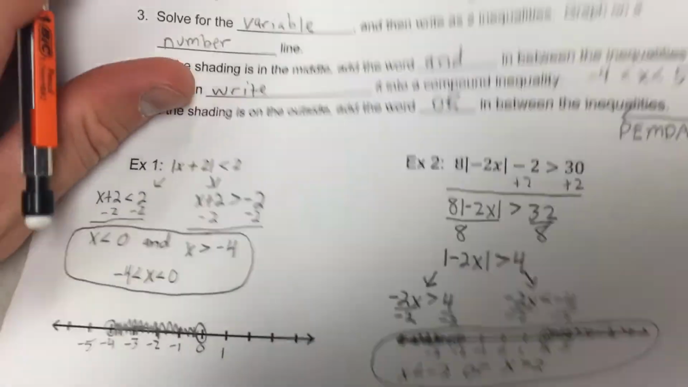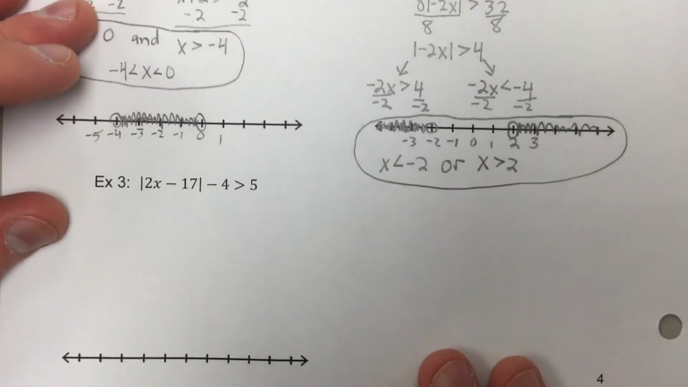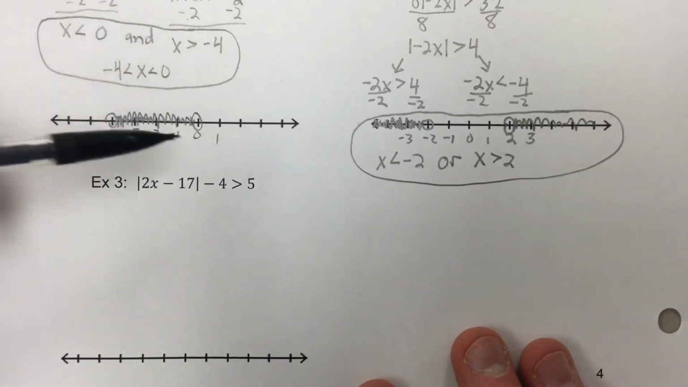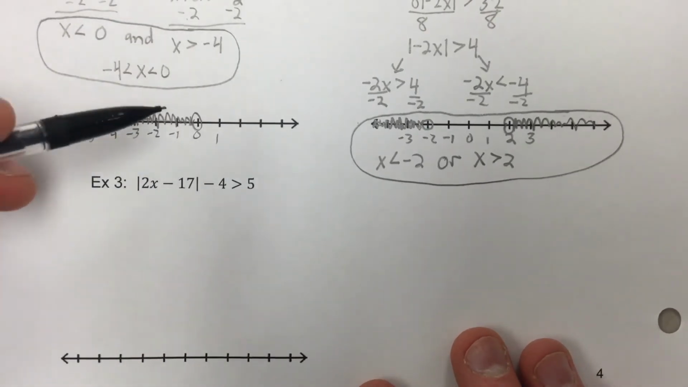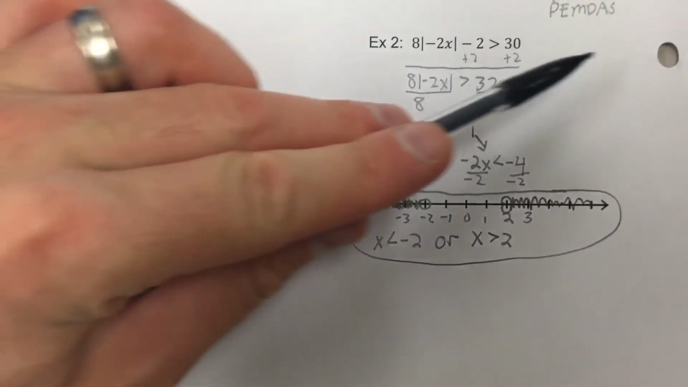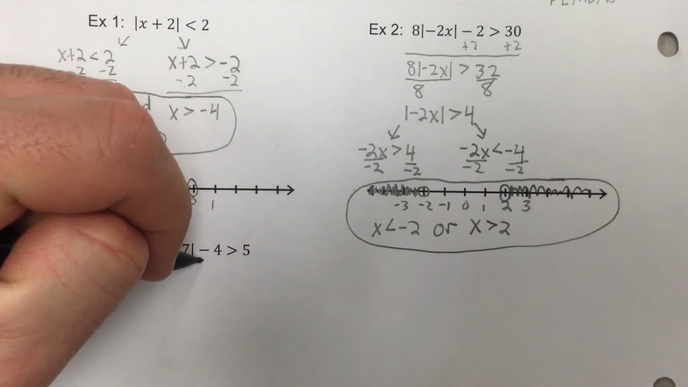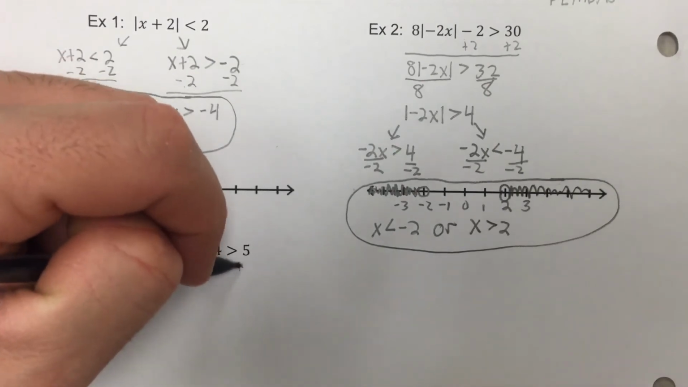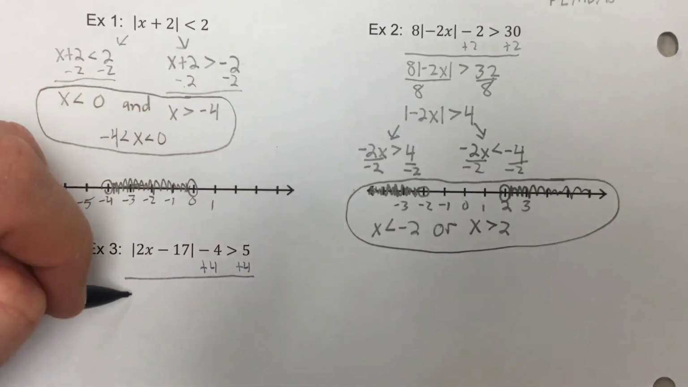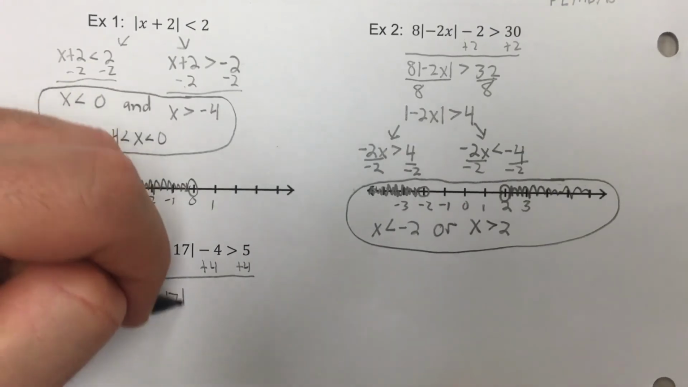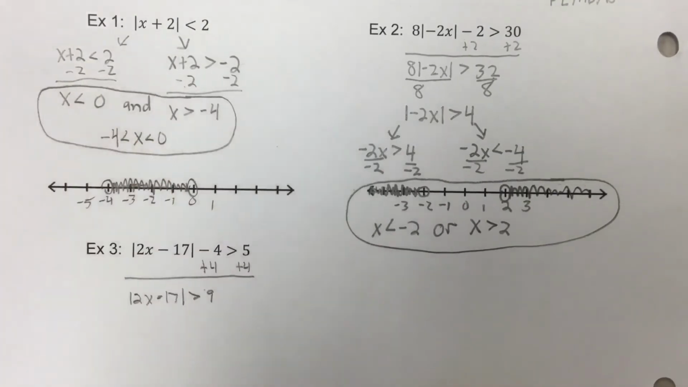All right, last example. For example 3, again, I have to isolate the absolute value. So I undo addition and subtraction first. Again, looking at PEMDAS backwards, undo addition and subtraction first. So I'm adding 4. And I get the absolute value of 2x minus 17 is greater than 9.